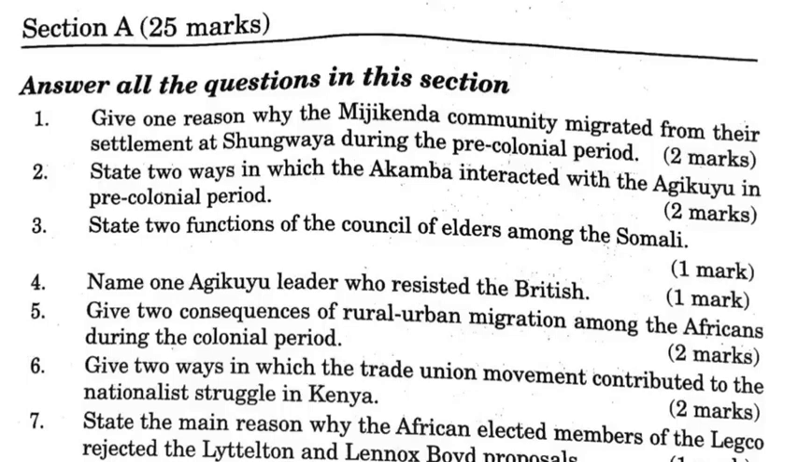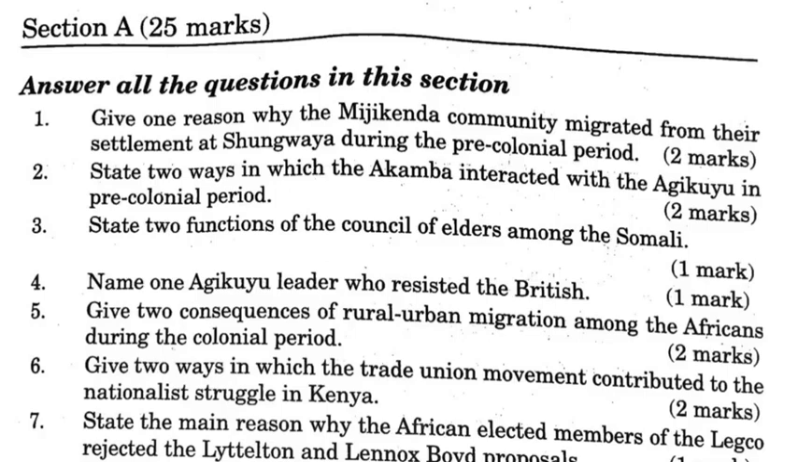Welcome. Today we are going to look at History Paper 1, Section A, 25 marks. Question 1. Give one reason why the Mijikenda community migrated from their settlement of Shungwaya during the pre-colonial period. Attacks by Oromo, increase in population.